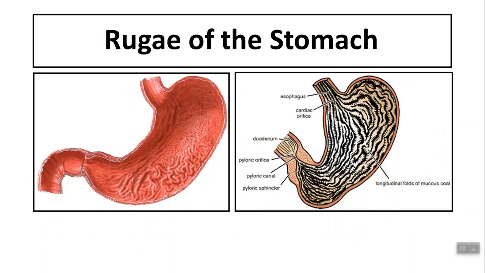The inside of the stomach, the mucous membrane or mucosa, is highly vascularized, with a rich blood supply, and it's thrown into folds, mainly longitudinally, and these folds are called rugae. These rugae become flattened when the stomach is distended with food.